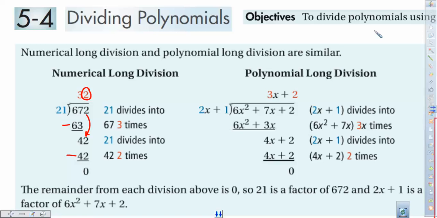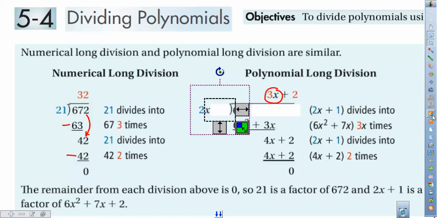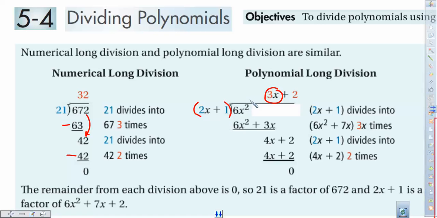Now, polynomial long division, same situation, okay? Except they trim it down to just this part right about here and this part right here. If all we showed you here was 2x and 6x squared, wouldn't it be true that 3x times 2x would make 6x squared? And do you remember what we did back over here with that 3? We just took that 3 and multiplied it by 21. Well, we're going to take the 3x and multiply it, not just by the 2x, but by the 2x plus 1. That's where a little distributive property comes in. So 3x times 2x plus 1, that's where we get the 6x squared plus 3x.